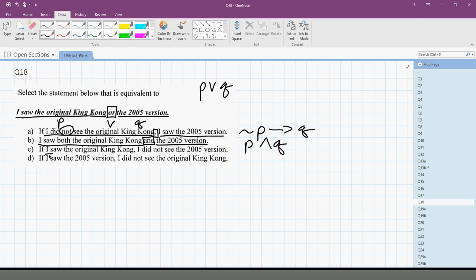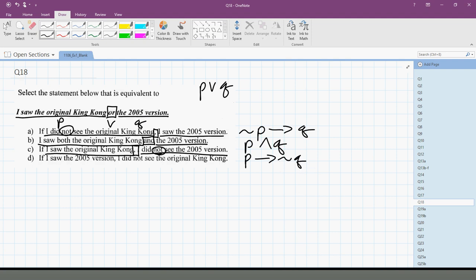Okay, the next guy says, I saw the original Kong, then, I did not see the 2005 version. So, there you go. The third sentence looks like P, arrow, negate Q.